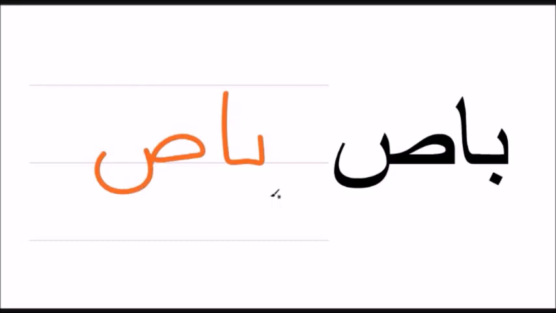Here we have the word bas, which means bus. We start with the ba, a short letter, and then alif, a tall letter. It doesn't join. Then we write the sad by first tracing its ellipse, and then adding its tail. We add the dot to the ba, of course, so that we can read the word bas.